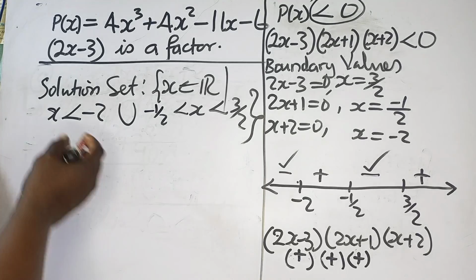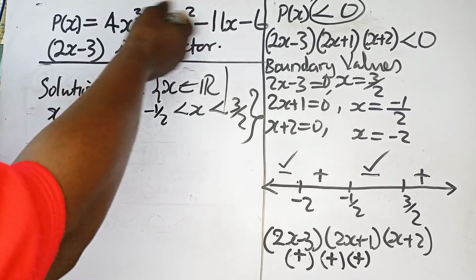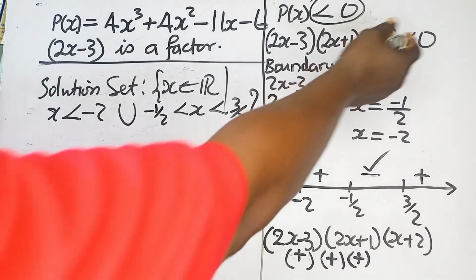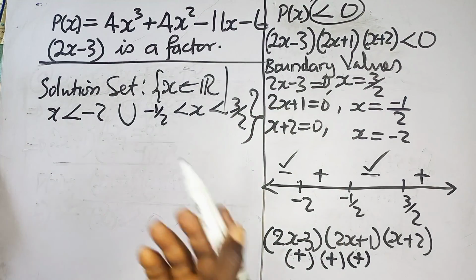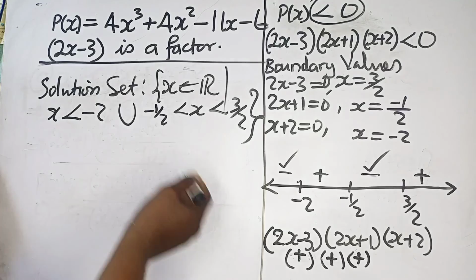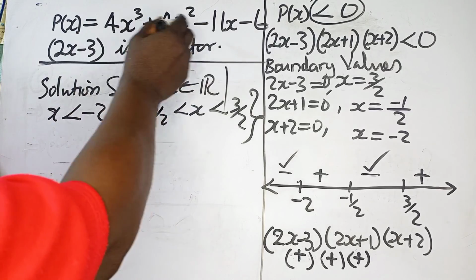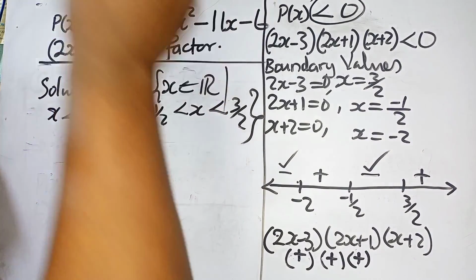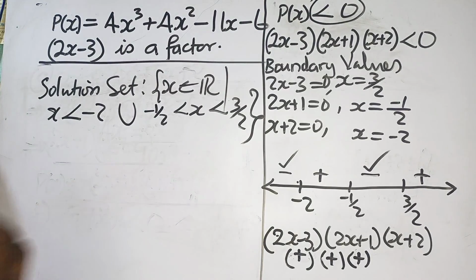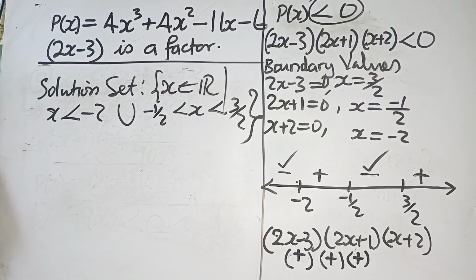All right, if you take any value in any of these zones and you put it there, it will always be less than 0. That's what it means. And less than 0 means negative. Any value from these zones, if you put it there for x and evaluate, your answer will always be negative. So that ends the solution to this particular question.